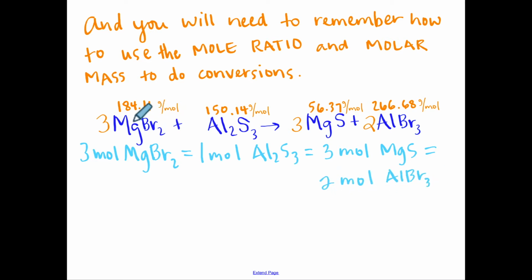We can also use molar masses for a conversion factor. So we could say that 1 mole of MgBr2 is equal to 184.11 grams of MgBr2. You can do that for any of these other compounds as well.